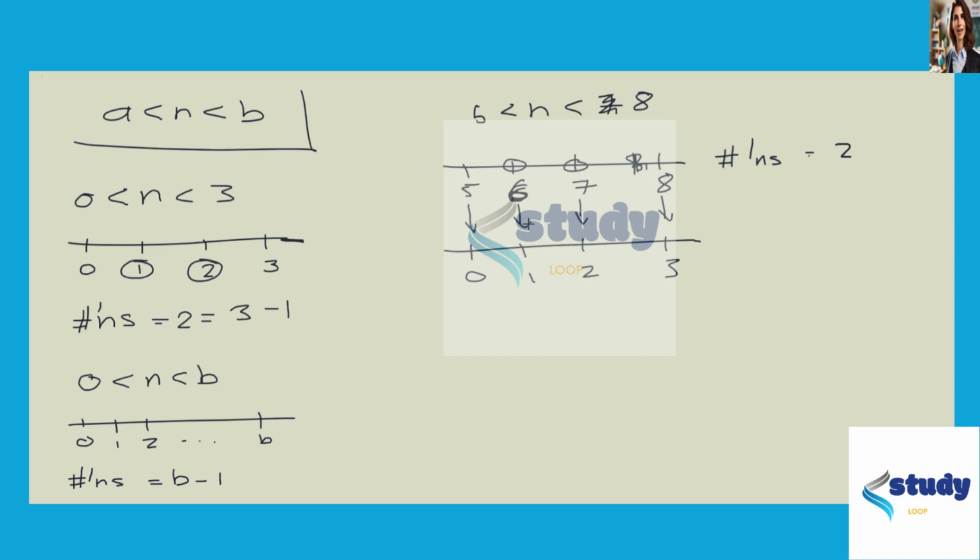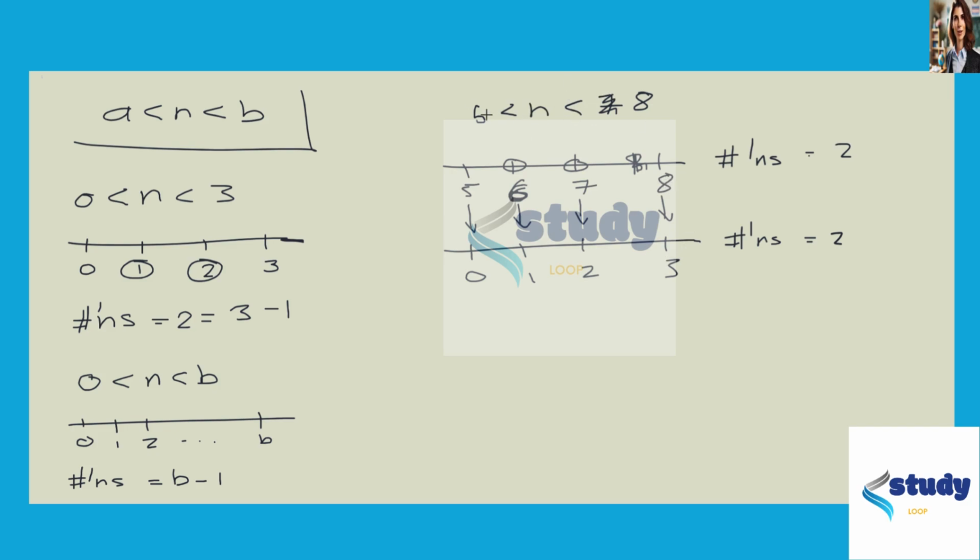And what we see is that in this case, there are two numbers between 5 and 8. But that's the same thing as finding the number of n's which satisfy between 0 and 3. So the number of n is also equal to 2. So these two systems are equivalent. How you went from this stage to this stage is by subtracting 5 from 5, subtracting 5 from 6, subtracting 5 from 7, subtracting 5 from 8.